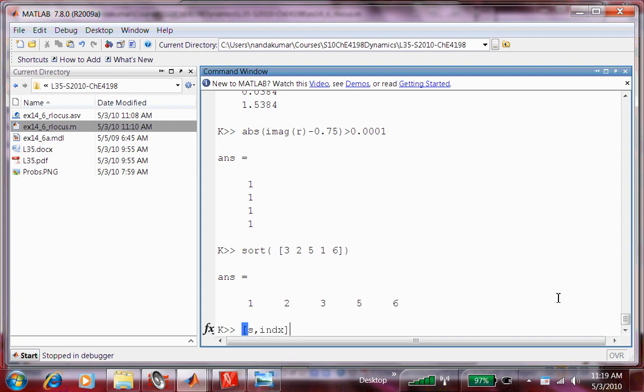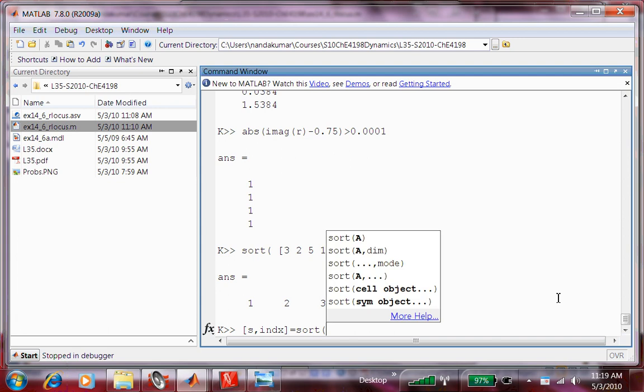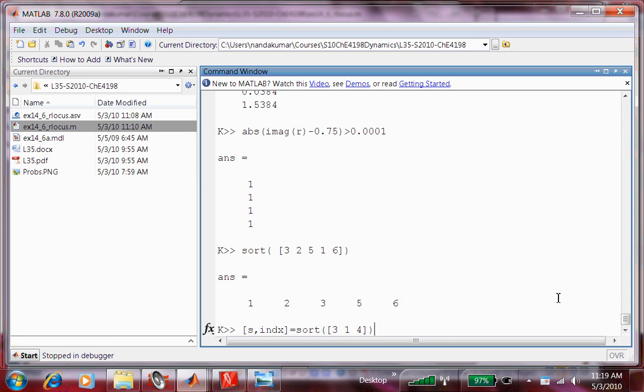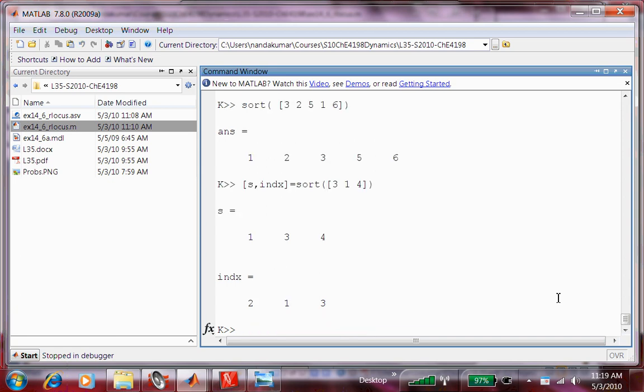Well, again, you can call it anything you want. Let me keep this simple. 3, 1, 4. Study that and see whether we can decipher it. The index tells you the original position where that number was. The S gives you the sorted numbers. If you have three numbers, it sorts them and returns the numbers in the order of 1, 3, 4.